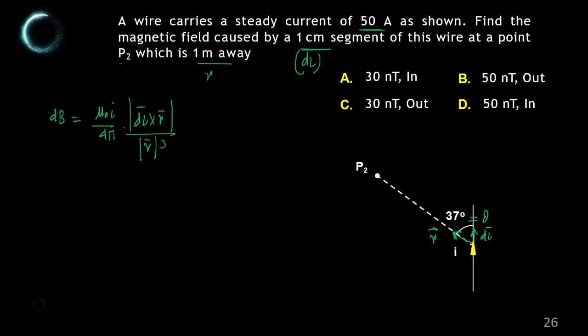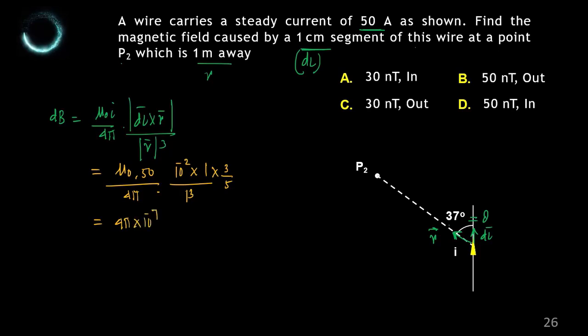Okay, now I can put in the values. μ0 is μ0, I is given as 50 ampere, by 4π into dl. dl is 1 centimeter, meaning 10 to the minus 2 meter, into r. r is 1 meter into sine of 37. Sine 37 means 3 by 5. Divided by 1 cubed. Okay. So μ0 is 4π into 10 to the minus 7, into 50 into 10 to the power minus 2, into 3 by 5.